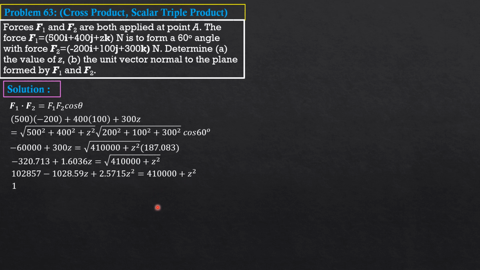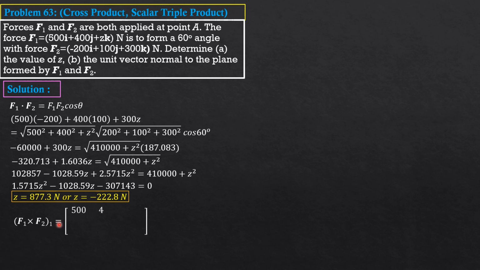Combining like terms, simplifying: 1.5715Z square minus 1028.59Z minus 307,143 equals 0. So using your calculator quadratic equation, there are two values of Z. One is positive 877.3 newtons and the other is negative 222.8. So for positive Z first, let's have the cross product.